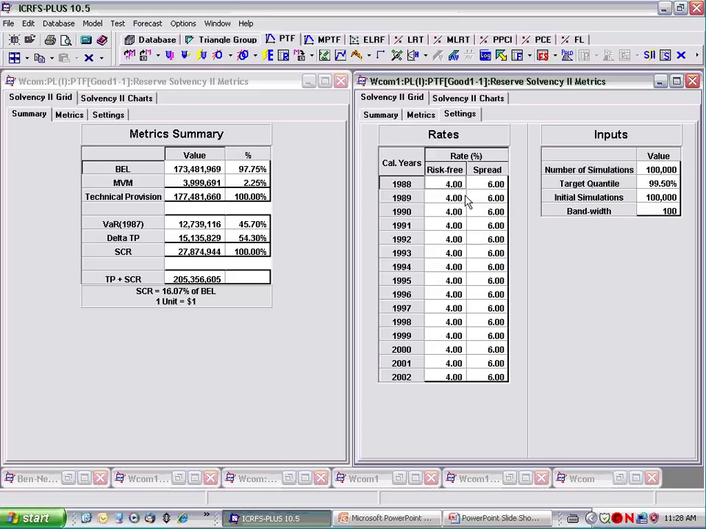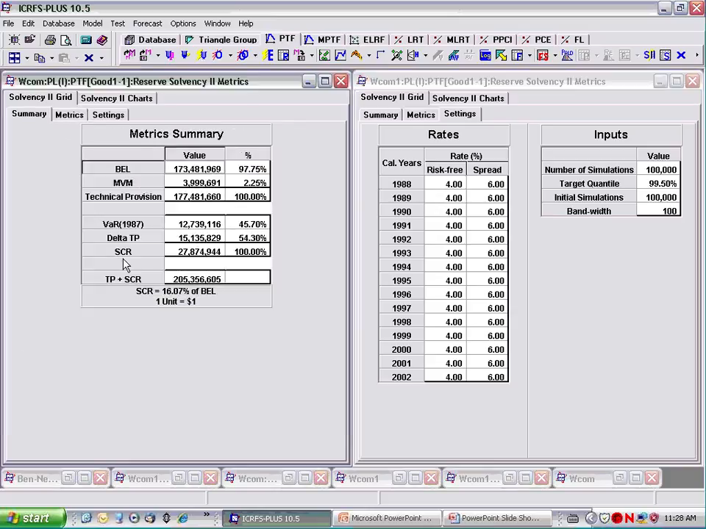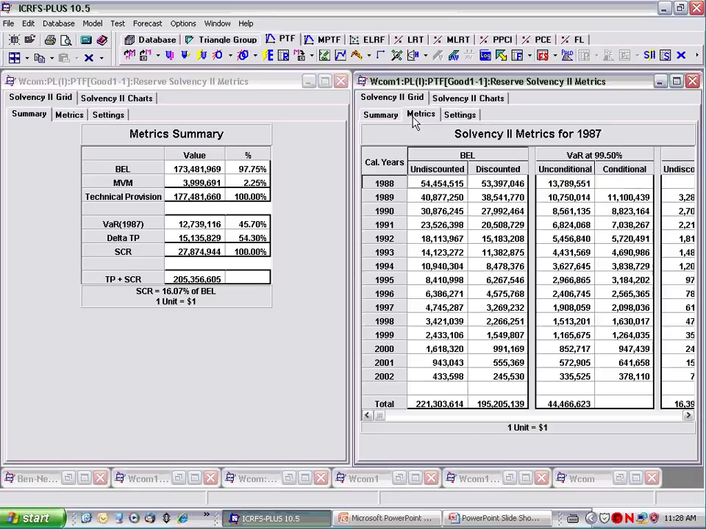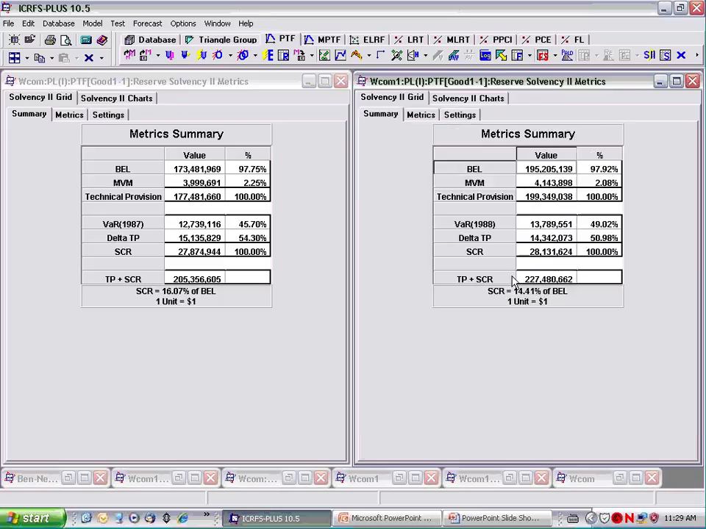We used a risk-free rate of 4%, and we used a spread of 6%. Okay? That's what we did. Of course, you can vary these. So when you look at the metric summary, the BELs are consistent. The VARs have not increased by a larger percentage than the mean, but just a small increase in the VAR. But you can see the SCRs are about the same.